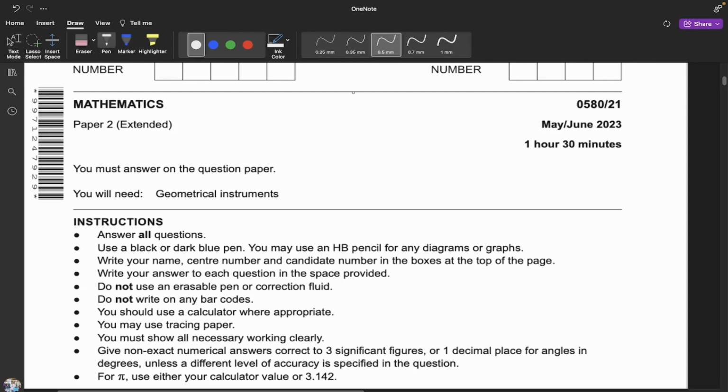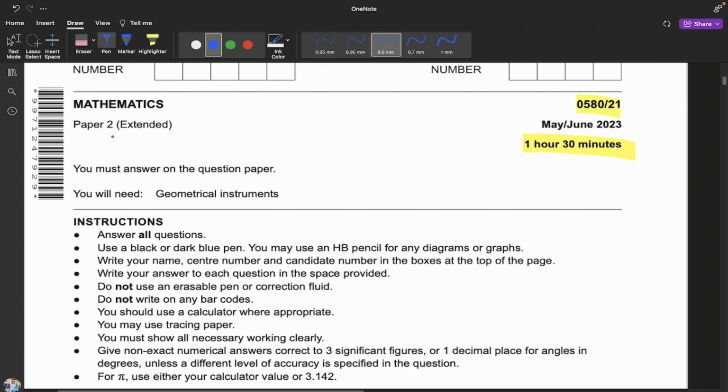This is the 2023 May June paper. The paper number is 058021. The time target is 1 hour 30 minutes. Let's get into the discussion. This is a somewhat easy paper compared to all other years.